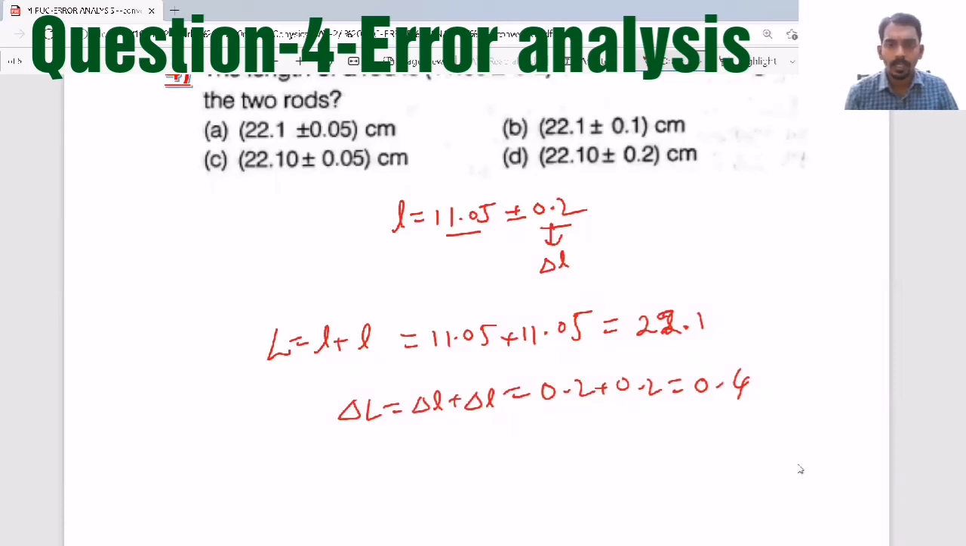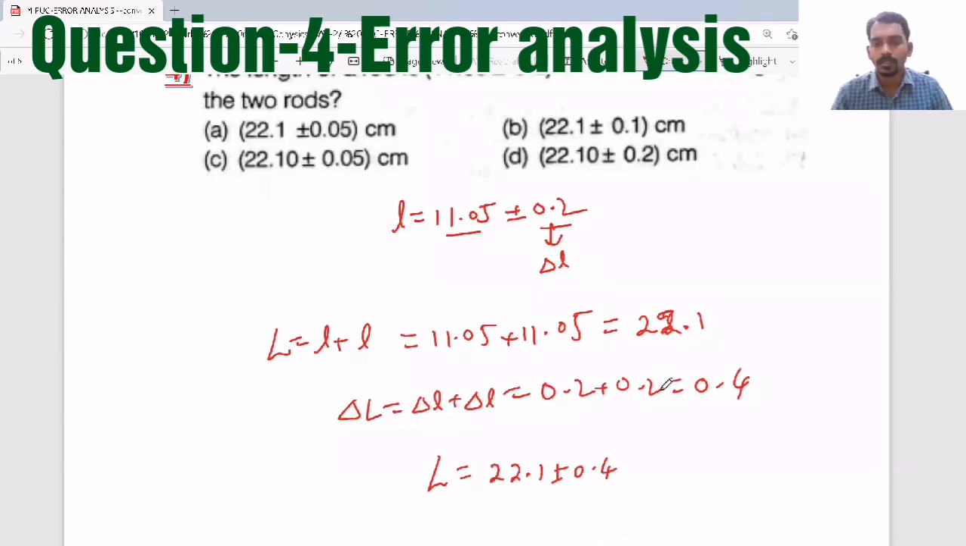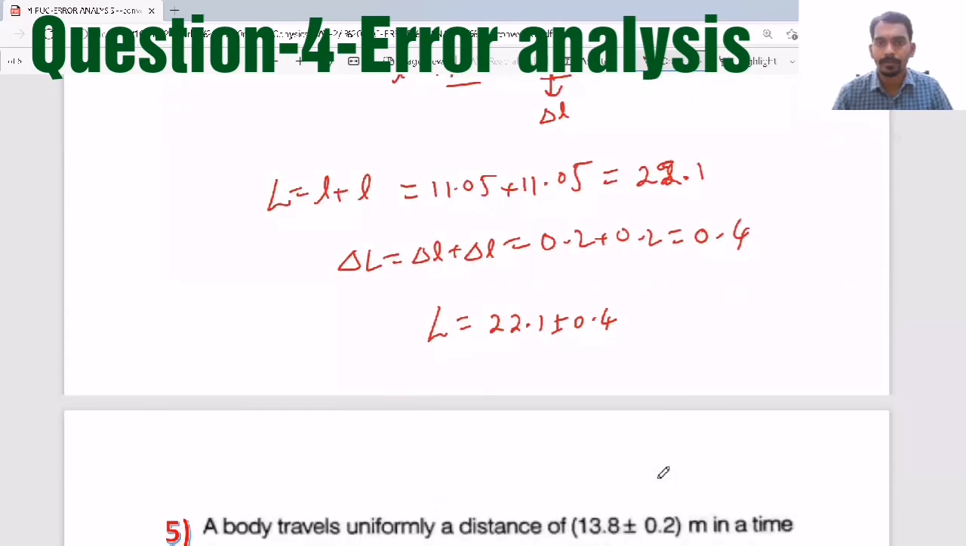Now the value I can write, capital L equals 22.1 plus or minus 0.4. I think they have given the wrong answer. Please correct it. It should be 0.4.